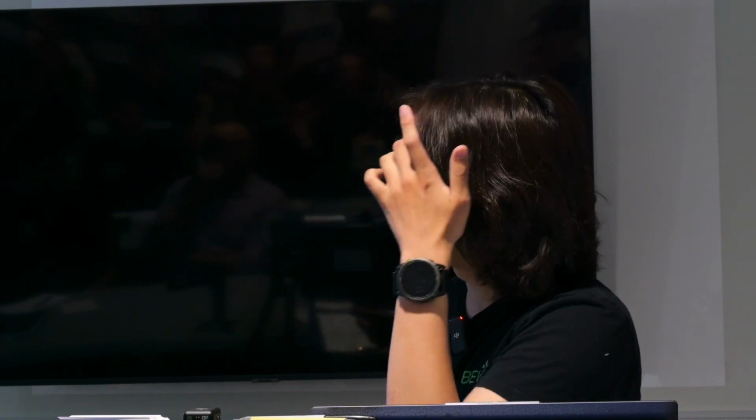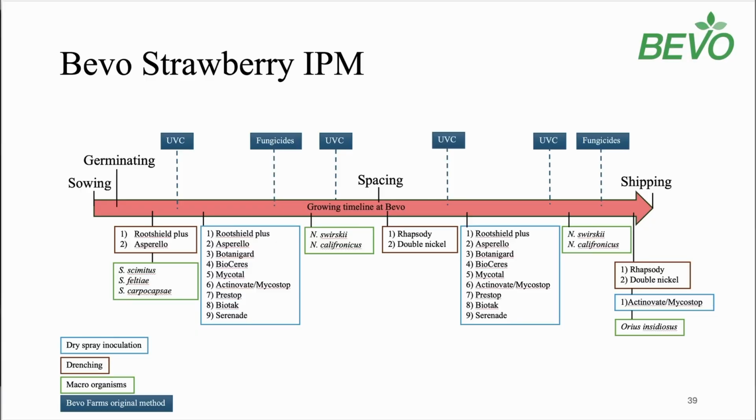So this is our BEVO strawberry IPM. We used to do a lot of UVC, like I mentioned before, but very similar technique that you can see in here, like a lot of dry spray. The key things that I am using in here are Actinovate and Microstop. Actinovate and Microstop have streptomycin in them, and streptomycin does have an antimicrobial effect. One main reason that we try to put it on the crop is to stop powdery mildew from germinating onto the strawberry crops.